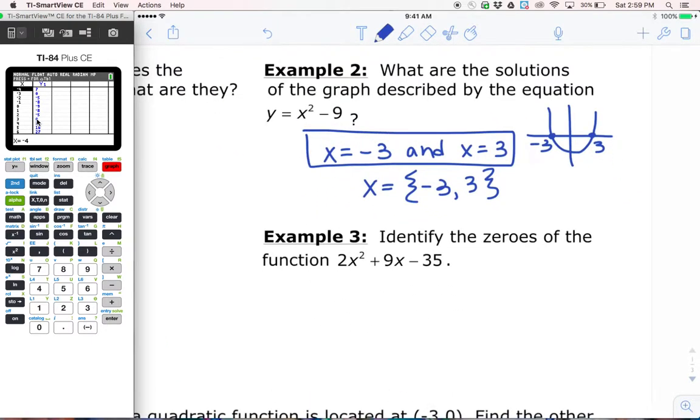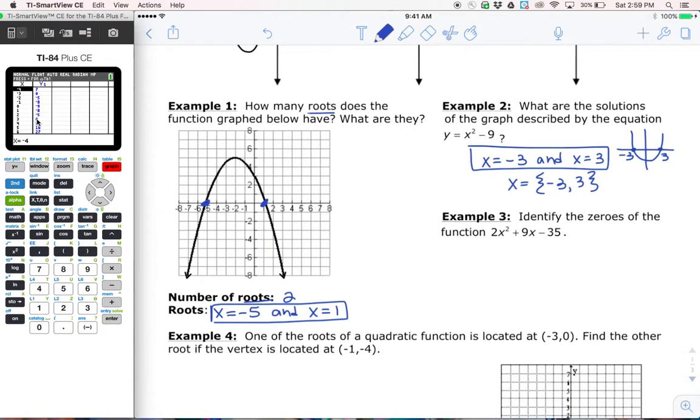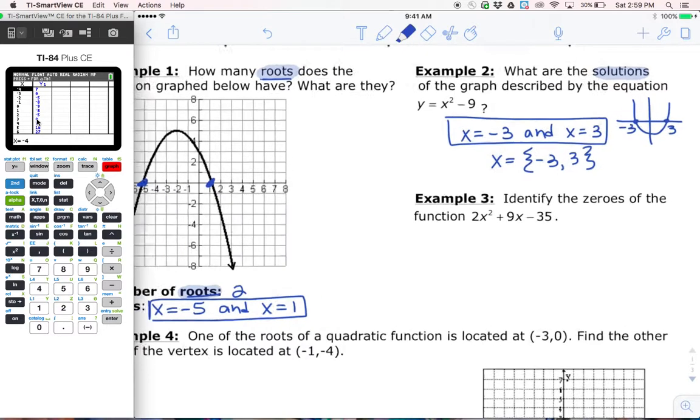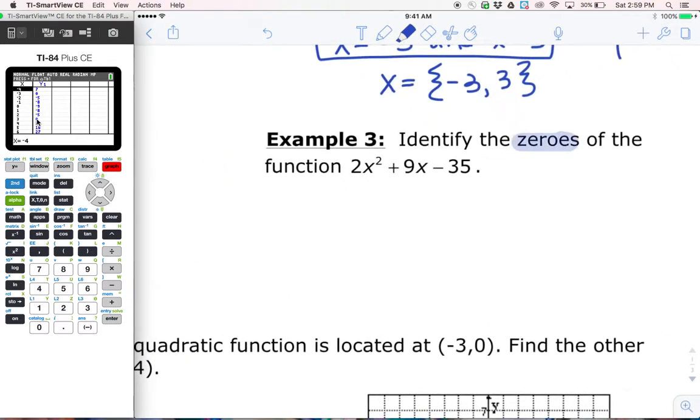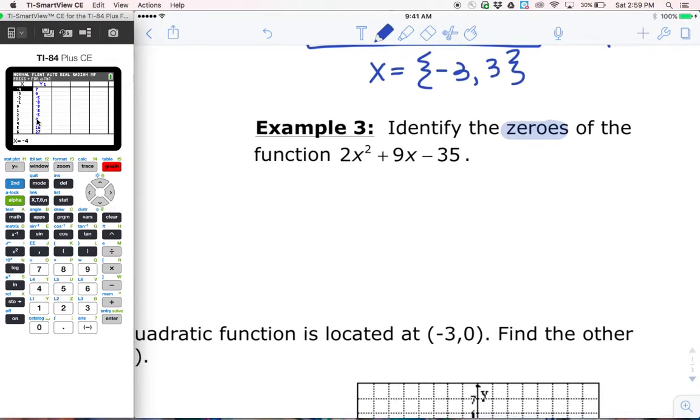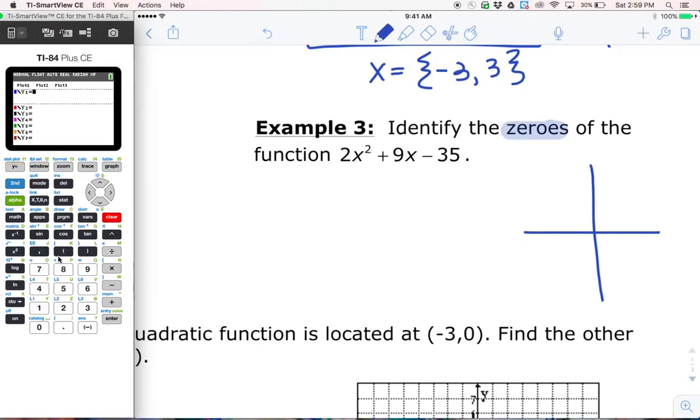Okay, example 3 says identify the zeros. So have you noticed at this point that in the first one we said roots. In the second problem we said solutions. And in the problem 3 we're about to do, now they're saying zeros. Same thing, all right, same thing. They give us another function this time. And again, at this point, we only know how to find zeros from looking at a graph. So I'm going to sketch one, and I'm going to use my calculator. So we got y equals 2x squared plus 9x minus 35.